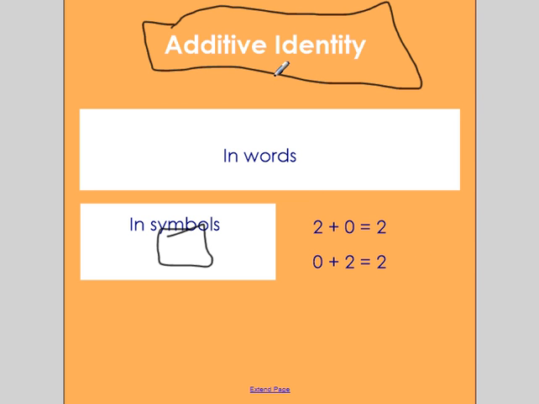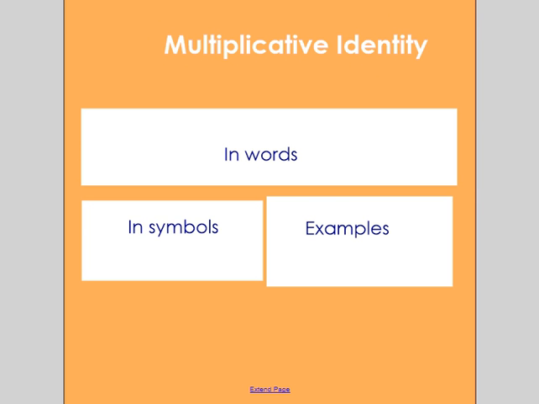Identity is a key word here, okay? It's almost like we don't change the identity of 2. We keep it exactly like it is when we add 0 to it. So let's keep that in mind when we look at this multiplicative identity property.